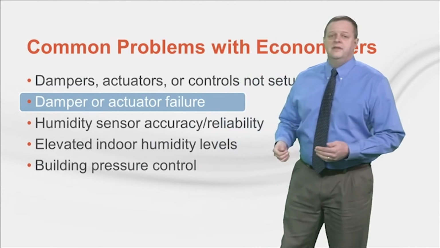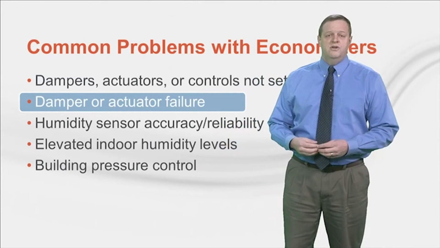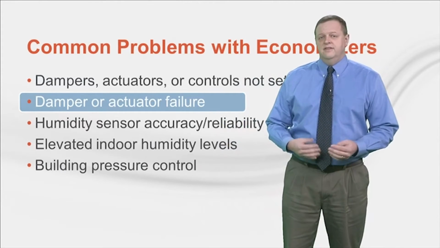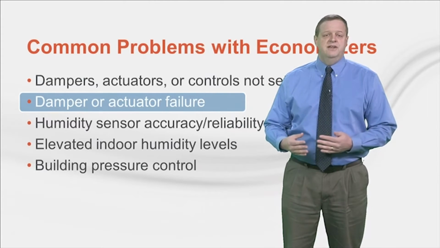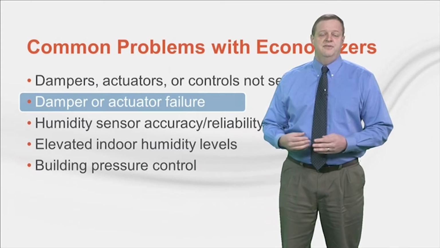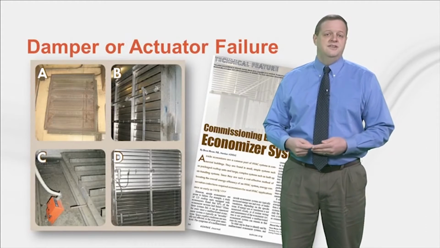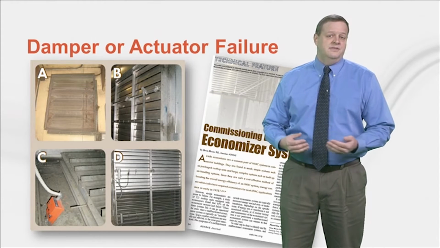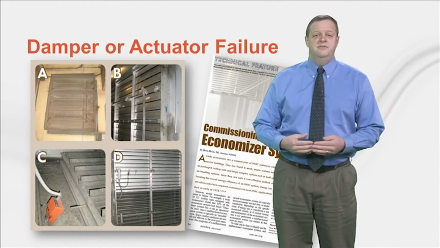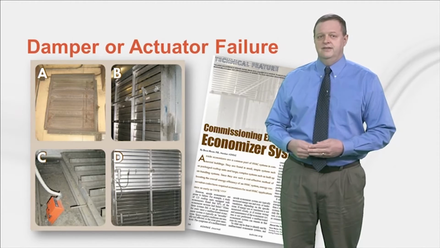Another common problem is that the damper or actuator mechanisms can become worn or broken over time. This can result in a failure to achieve the expected cooling energy savings, or even an increase in energy use if the dampers are stuck open. Periodic inspection and maintenance can fix these problems, but that can be a challenge for some building operators who don't have the time, staff, or expertise to perform recommended preventative maintenance.